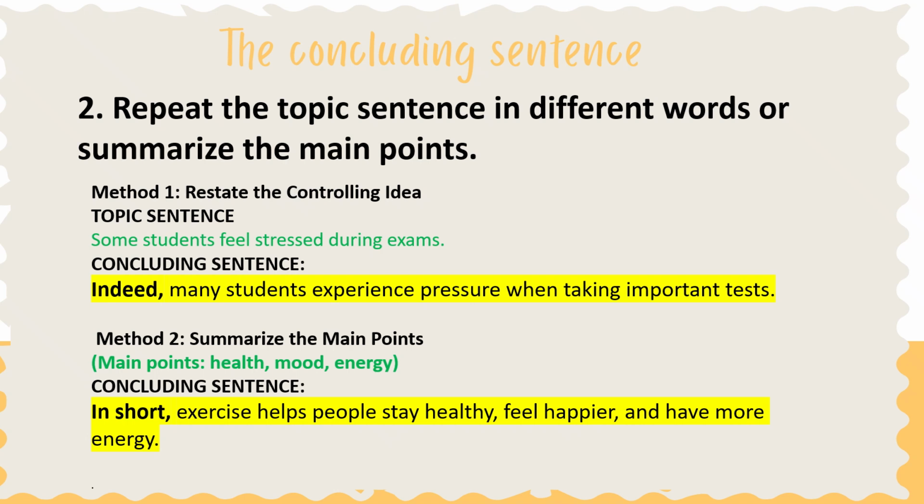So, this concluding sentence is summarizing the 3 main points. This is method 2. So, method 1 is you rewrite the topic sentence. Method 2 is to summarize the main points.